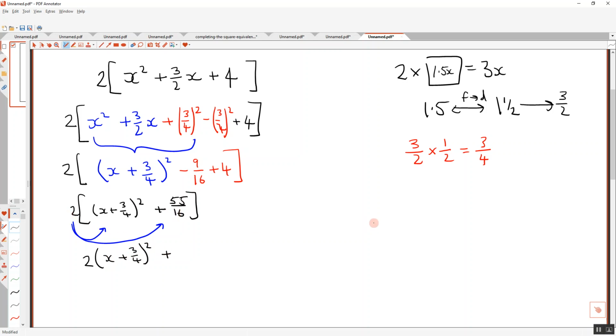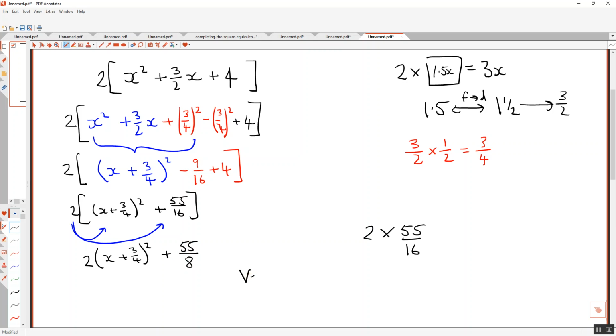2 multiplied by 55 over 16. You can do that in your calculator. And you get 55 over 8. Alright, and we are done.